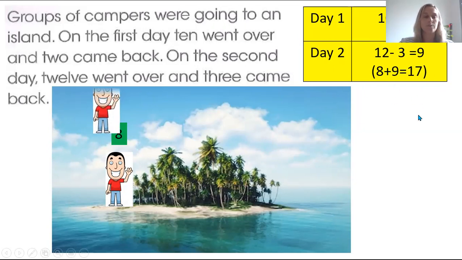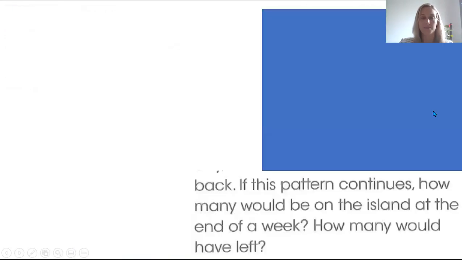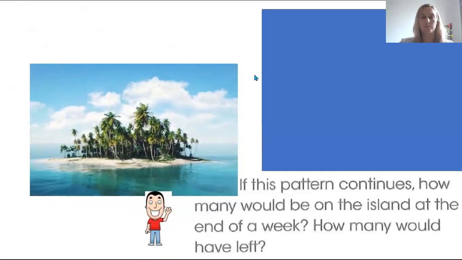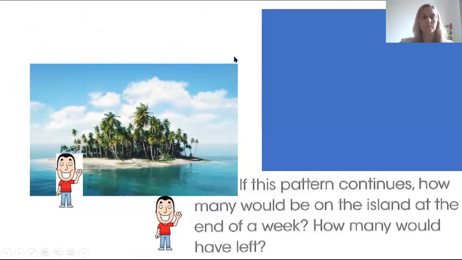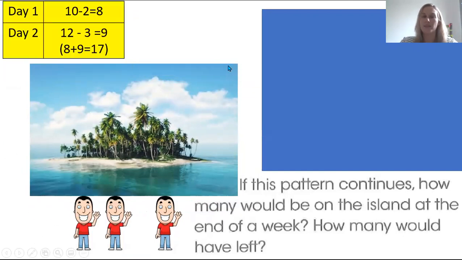So grade 2, let me just get my campers. I hope you can see here, this 8 plus 9 equals 17. This means that at the end of day 2, there were 8 campers left from day 1, 9 campers left from day 2, and I add them together to have a total so far of 17 campers. So we've done day 1 and day 2.